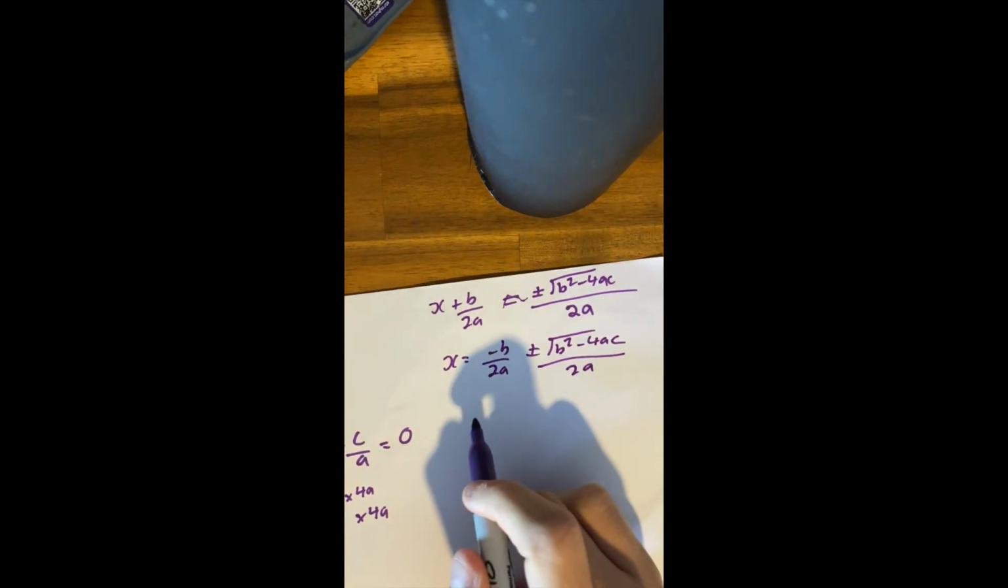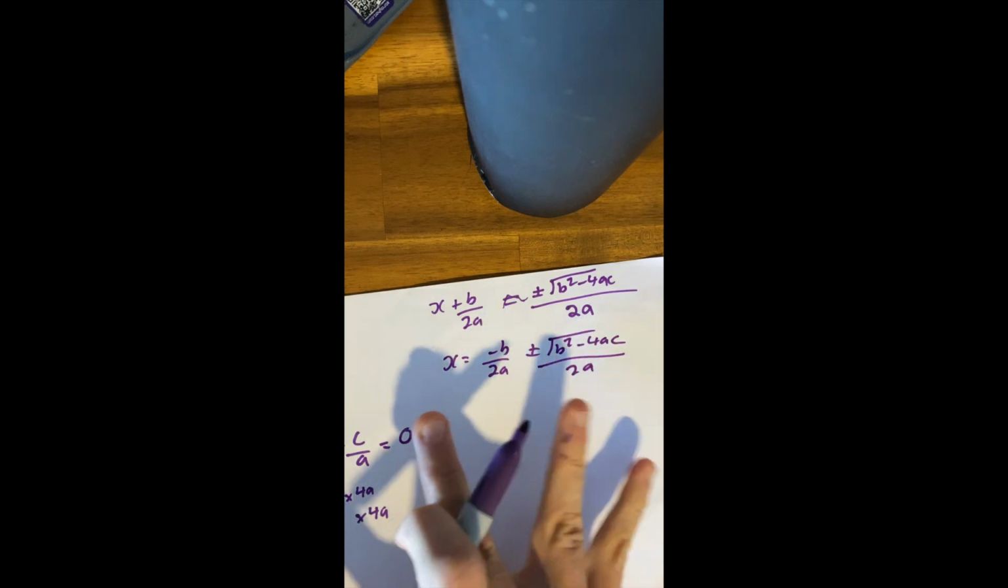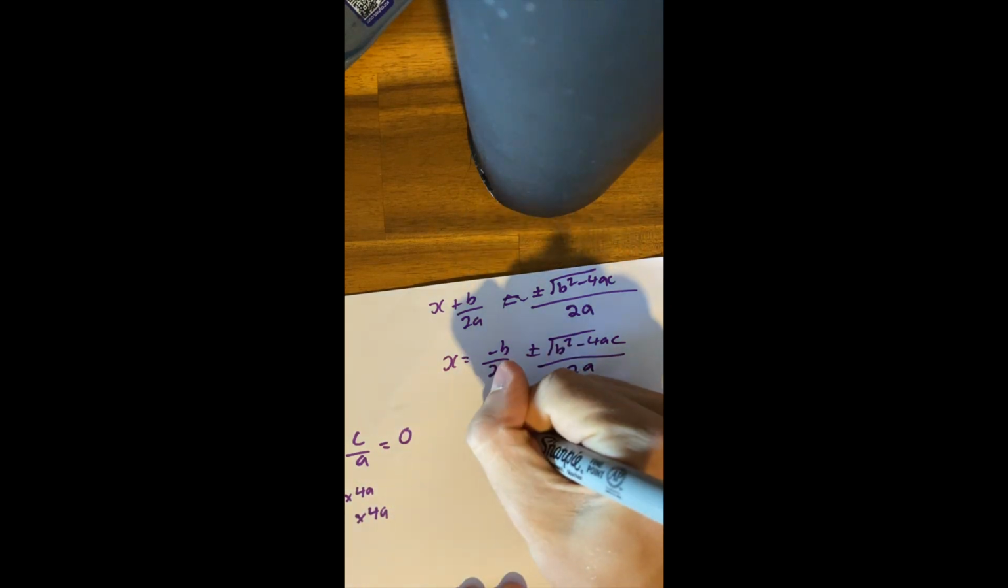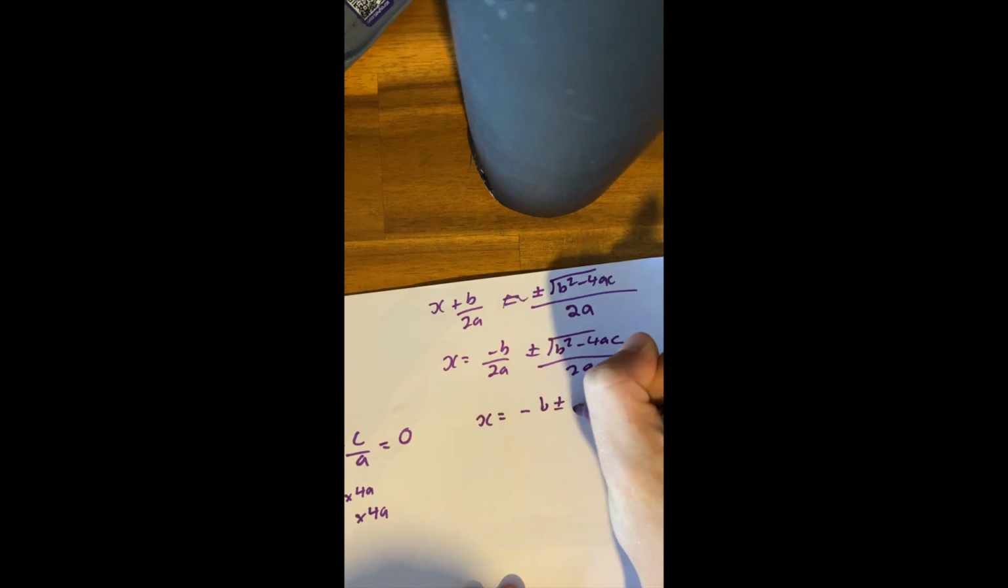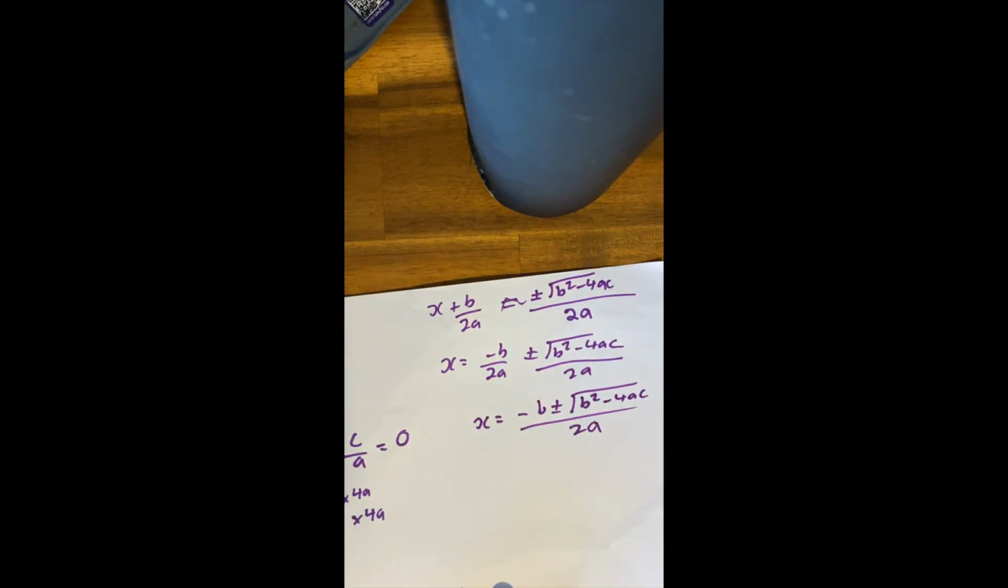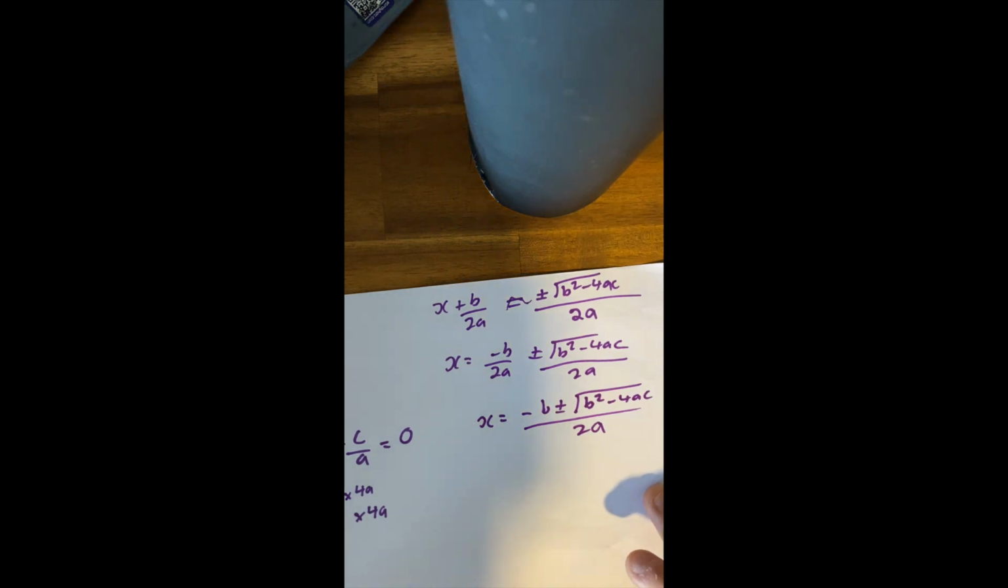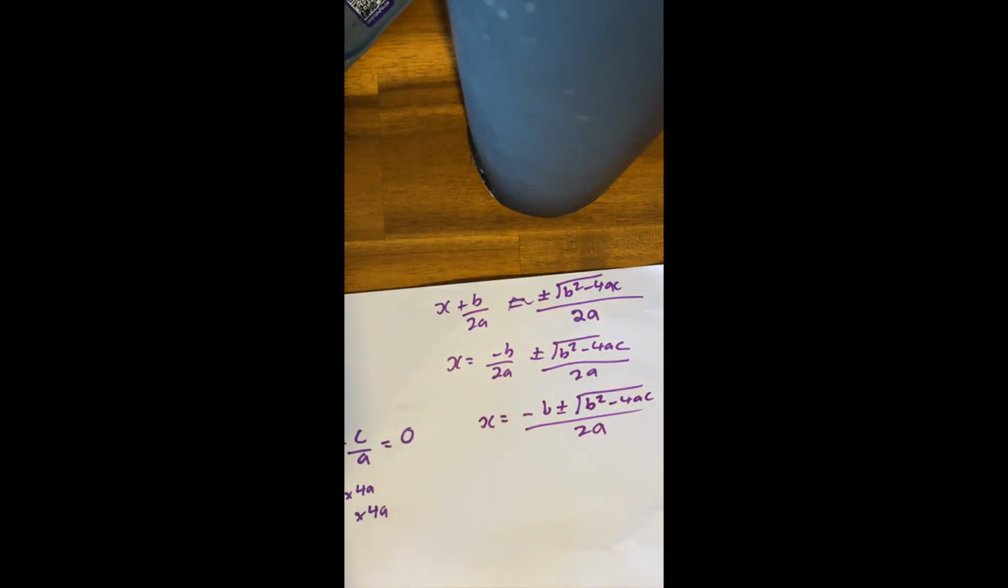Now we can see that they both have a common denominator. Simply we can merge the two together and we get x equals minus b plus or minus the square root of b squared minus 4ac all on 2a. And that's how you derive the quadratic formula. So now we're going to try and use this in a practical sense to solve quadratic equations.